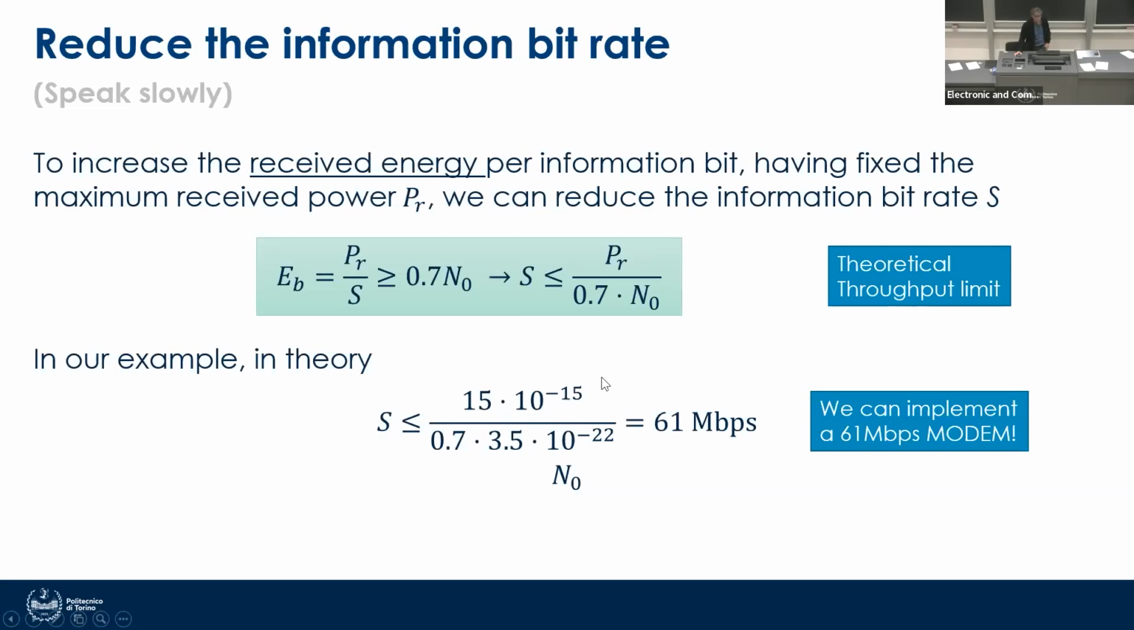And you can plug in these numbers that I have already computed. At the numerator, you see the received power, 10 to the minus 15 femtowatt. At the denominator, you see the level of the noise, 3.5 times 10 to the minus 22. You see these are really tiny numbers, but the denominator is much smaller than the numerator. So actually, this limit is not so low. This is like 61 megabits per second. So if you use proper coding, you can build a modem from Mars to Earth of 60 megabits per second.